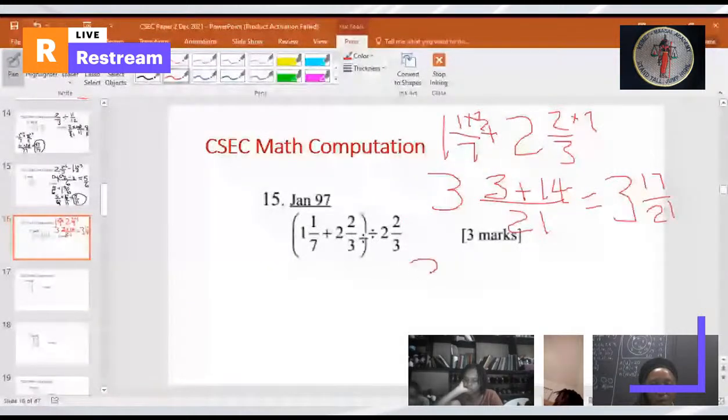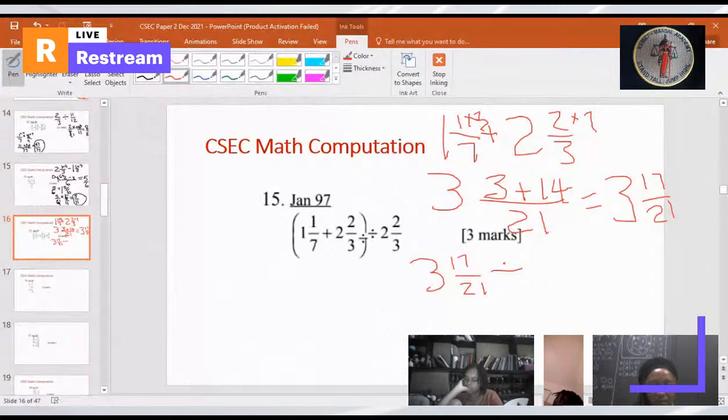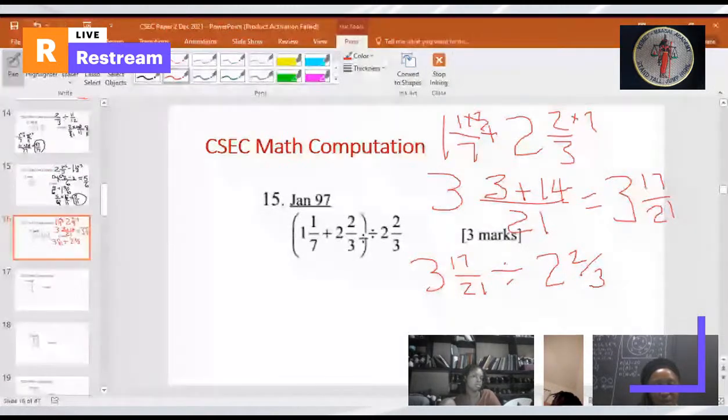Yes, Miss, so it'd be 3 and 17 over 21 divided by 2 and 2 over 3. You're going to change both of them to an improper fraction. So what is the improper fraction for this? The improper fraction for that is 3 times 21 is 63, plus 17, 80. So 80 over 21.